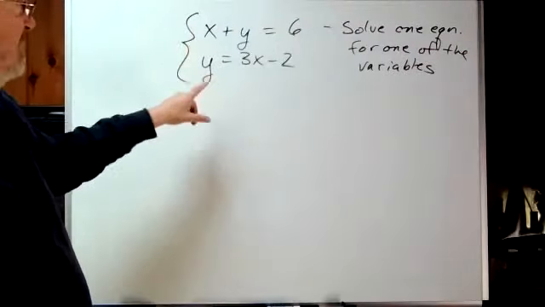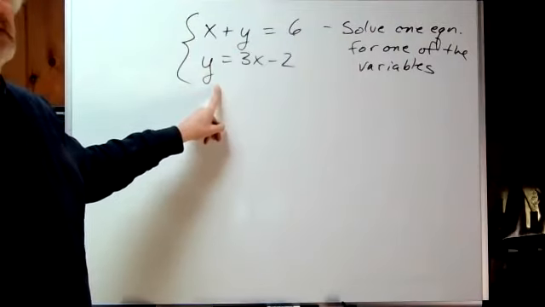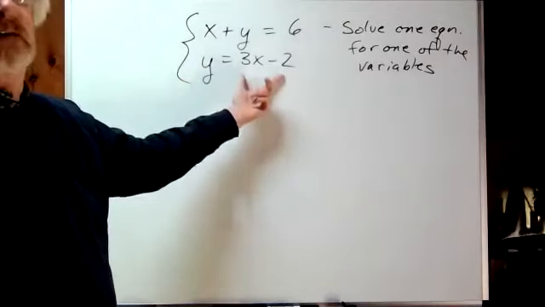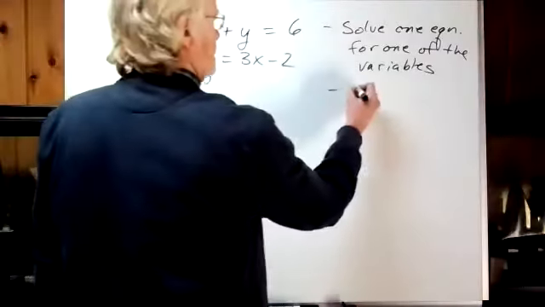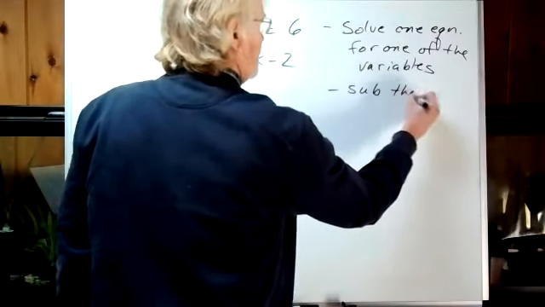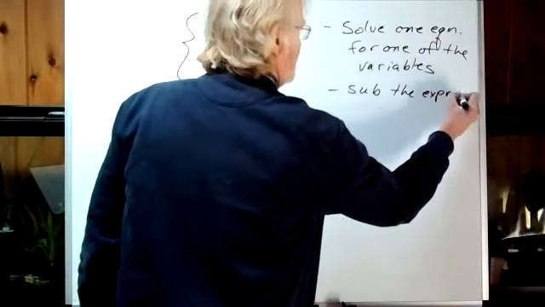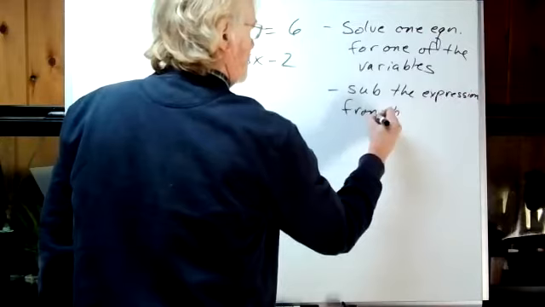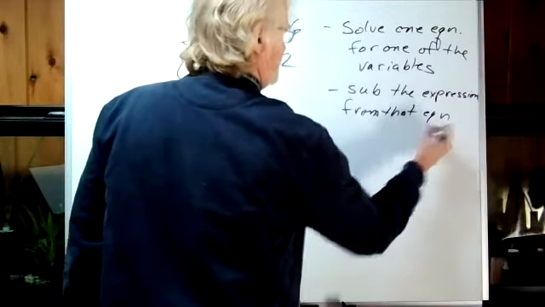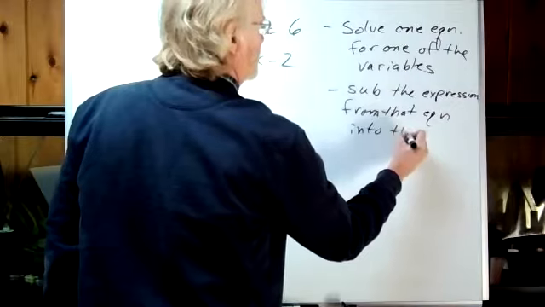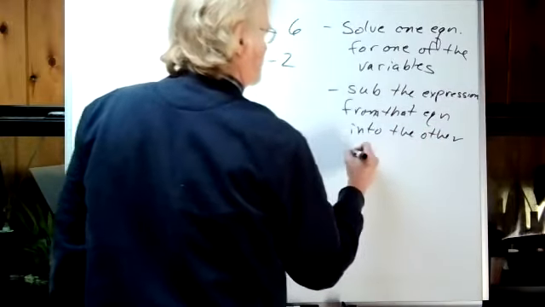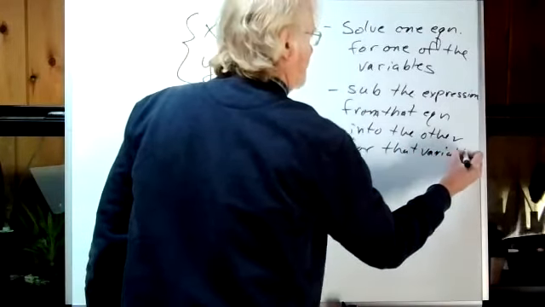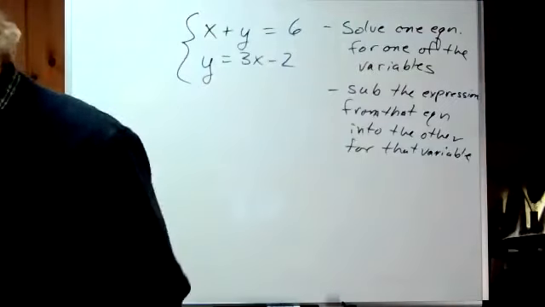Well, look at those two. This one is already solved for y. Y is apparently equal to all of this other stuff. And then we substitute the expression from that equation into the other for that variable. So that's the basic technique for substitution.